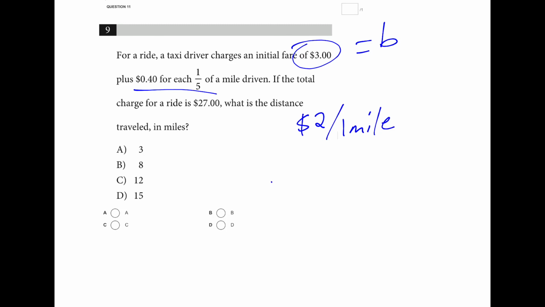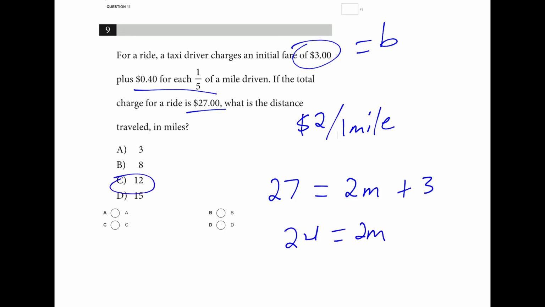So if I build my equation, I can say that $27, the charge for a ride, is equal to $2 times some number of miles plus 3. So 24 is equal to 2m. Our answer is 12.